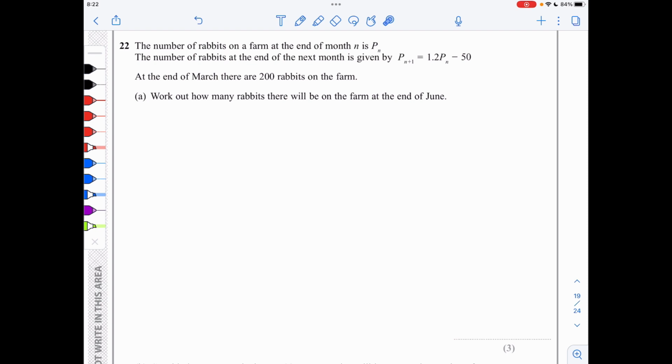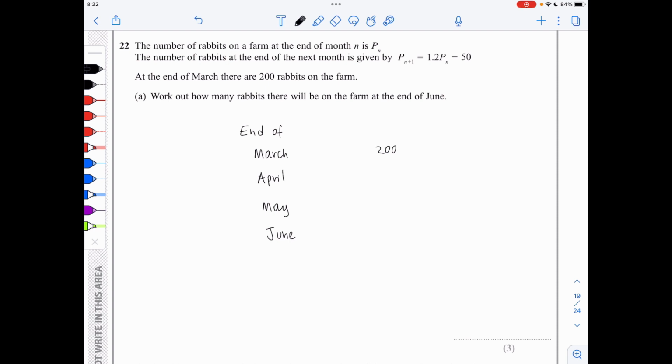In 22, we've got a formula for the number of rabbits the next month based on the population for the previous month. We know that at the end of March, we had 200 rabbits on the farm, and we need to work out how many of them there will be at the end of June. I will actually start by drawing up a table. So end of March, we had 200 rabbits.